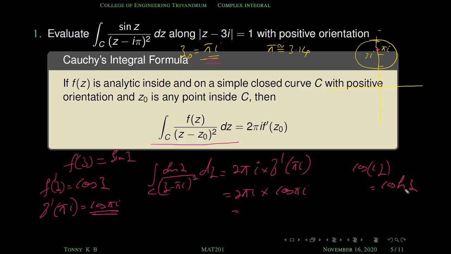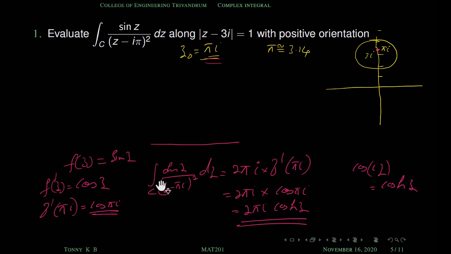Hyperbolic function, we know, is e raised to z plus e raised to minus z by 2. So anyway, cos iz is equal to cosh z. So this becomes 2 pi i cosh z. So this is the value of this integral, right? So 2 pi i into cosh z. Okay, is this clear?